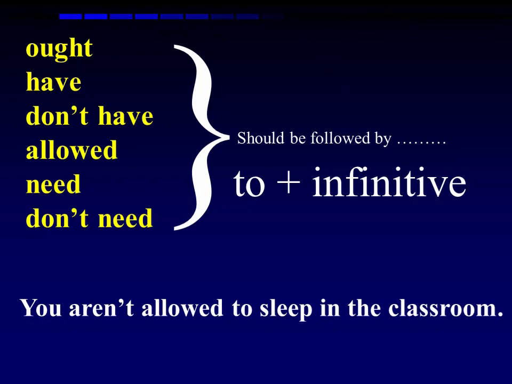Here we have an example. You aren't allowed to sleep in the classroom. The word allowed here is one of these words and should be followed by to plus infinitive. That's why we have here to sleep.